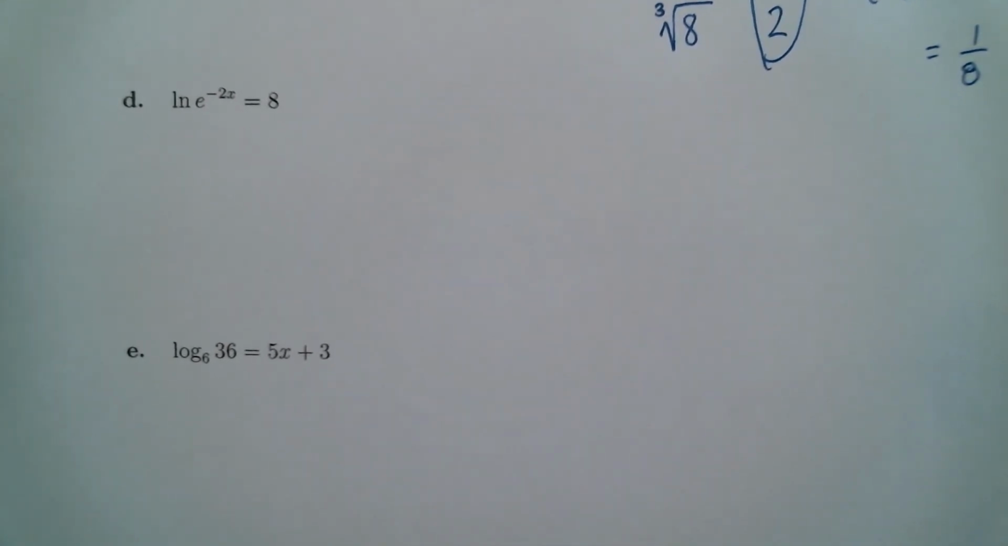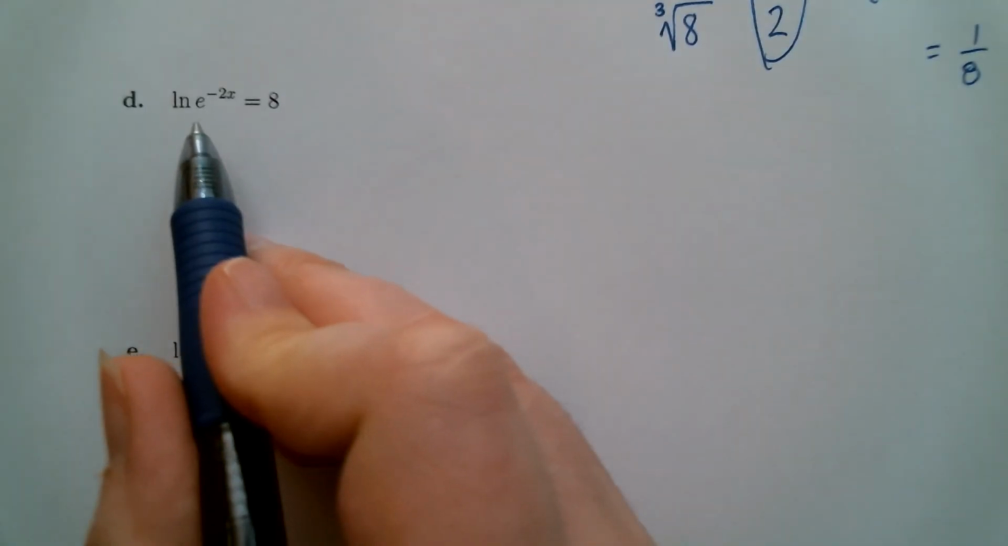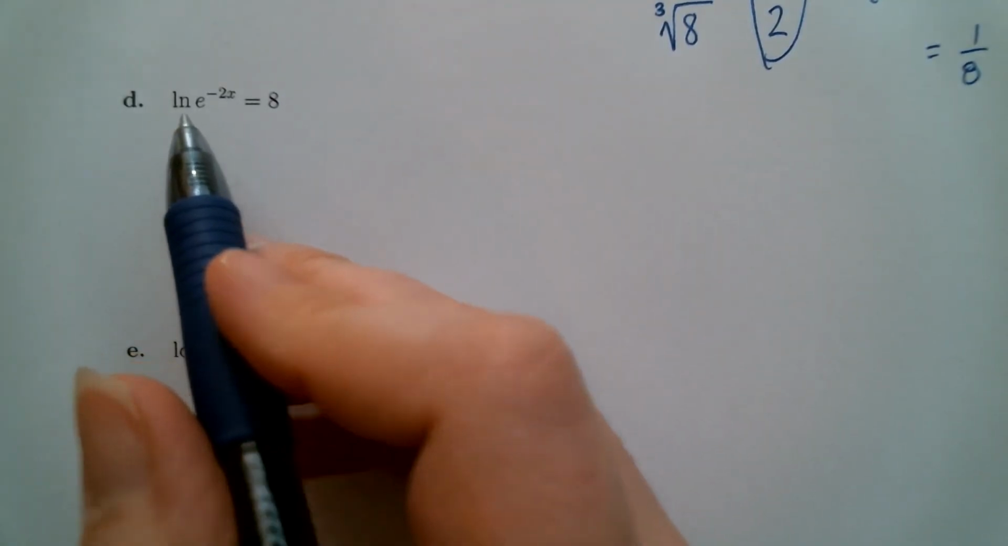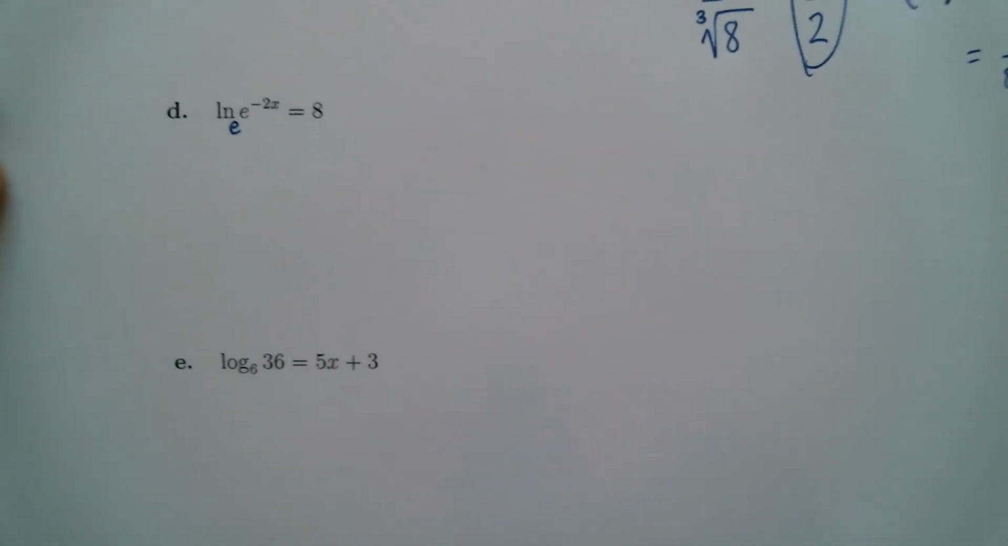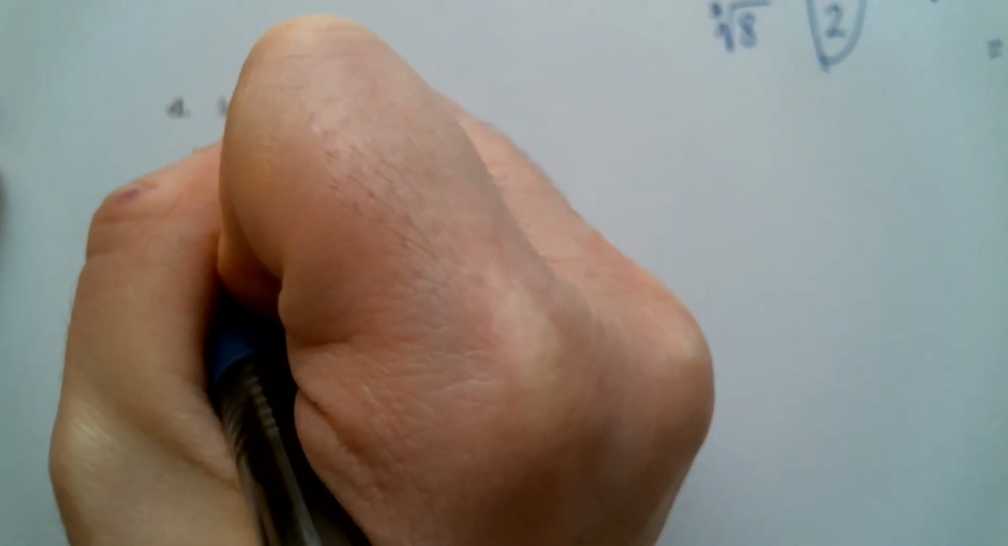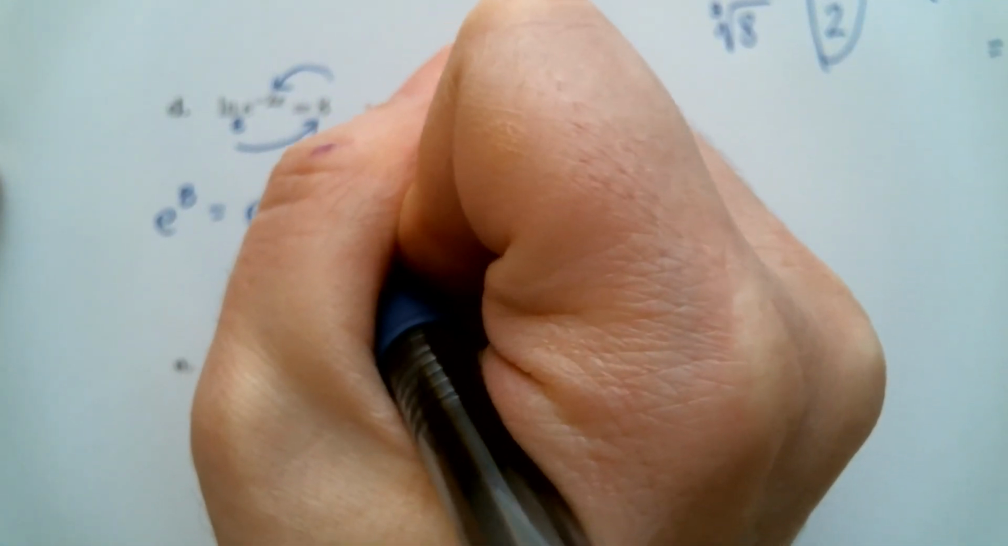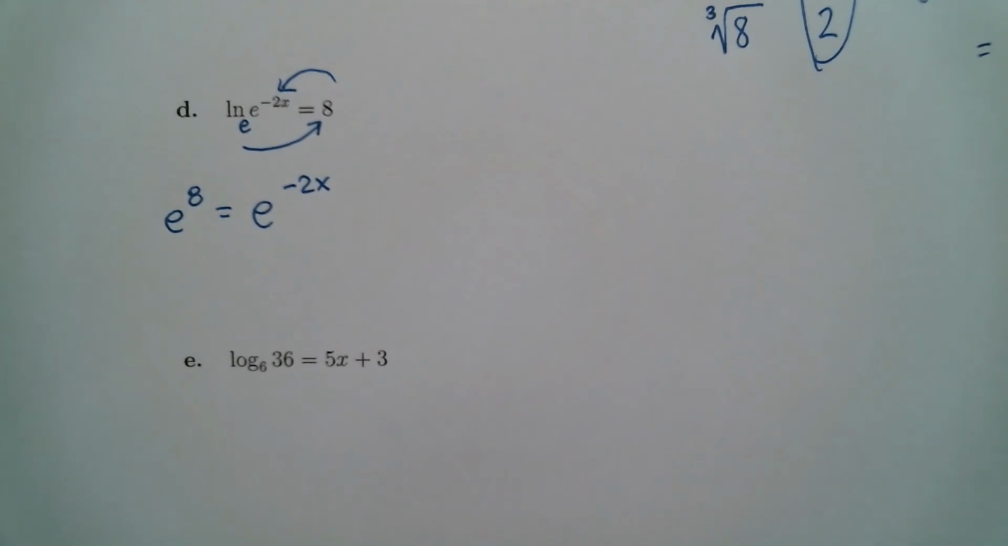Part D is different. It's got a natural log. You could do the arrow thing on this, and I'll show you that because that's what we've been doing. It's not written, there's no little subscript here, but you know that with ln, the base is e. So you can write it in and then do the arrow thing. This is saying if I take the base and raise it to the 8th power, I'm going to get this entire quantity e to the negative 2x. That's what this is saying.